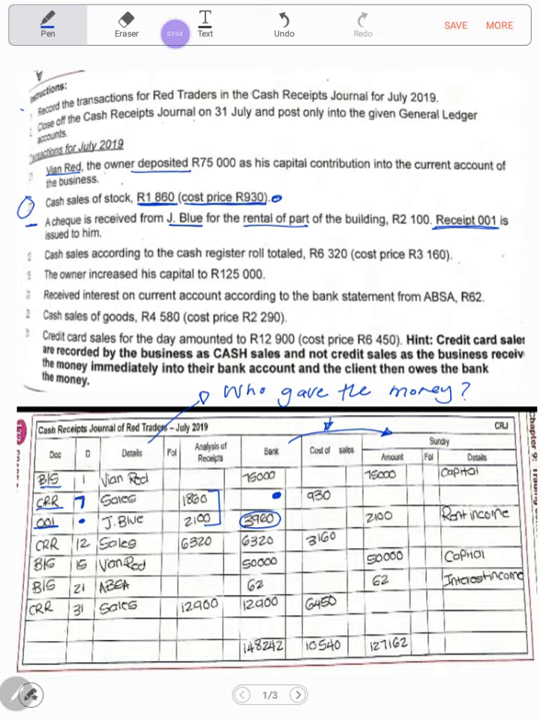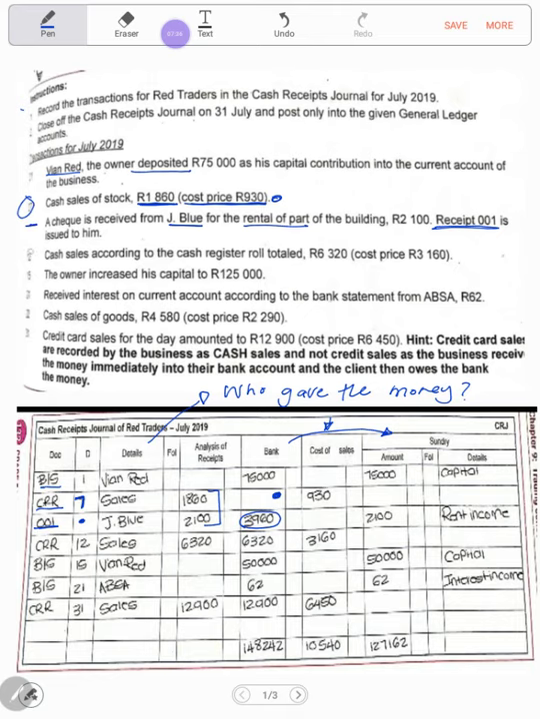All right, are we done with this transaction? No, we are not. Where did we get the 2,100 and why did we get it? We got it because J Blue rents our building out. Does rent income have a column? No, it does not. So I take it to the sundry account. I place my 2,100 Rand in and I put the details down. What was it for? It was for rent income.